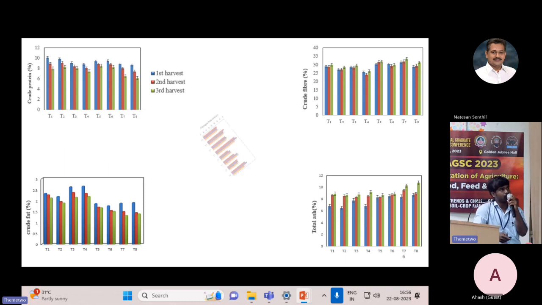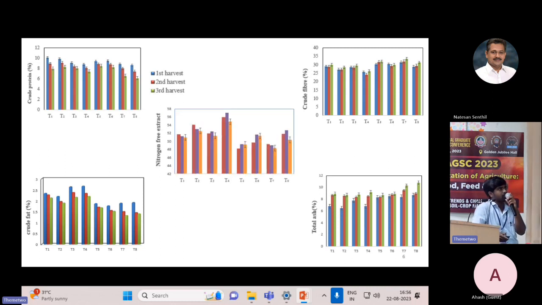The next quality parameter is nitrogen free extract. It's the sum of crude protein, crude fiber, crude fat and total ash, subtracted from 100. When we finally got the nitrogen free extract, the Co6 variety had the highest, above 50, 53.4 in both neutral and acidic soil conditions.